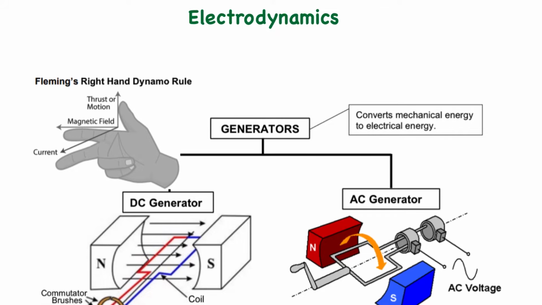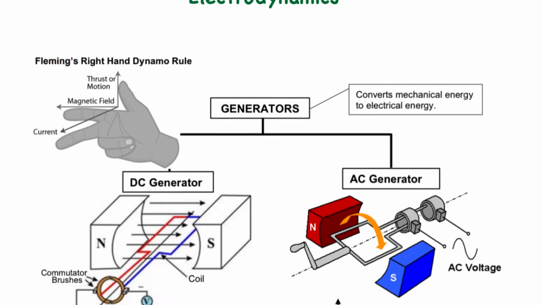When we talk about the generator, it converts mechanical energy, and when we talk about mechanical energy, we're talking about movement, to electrical energy. Like Eskom uses generators, right? They use the mechanical to produce the electrical energy that we get in our houses.